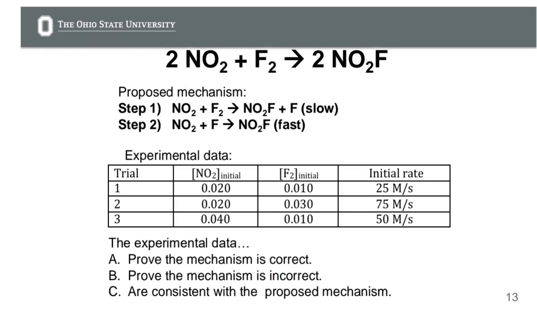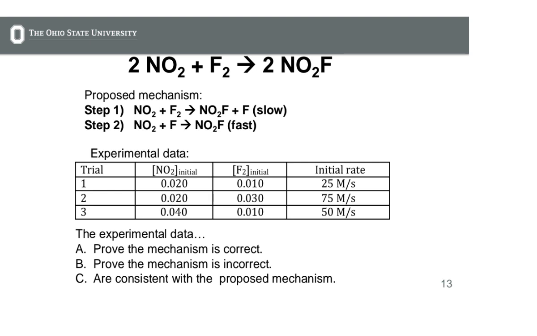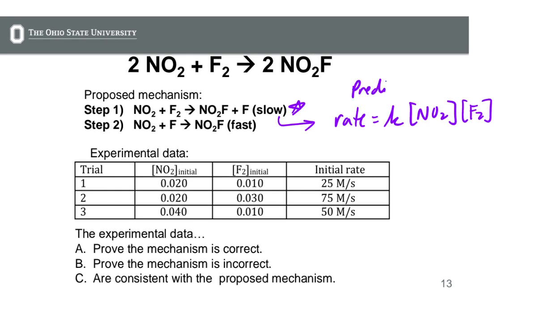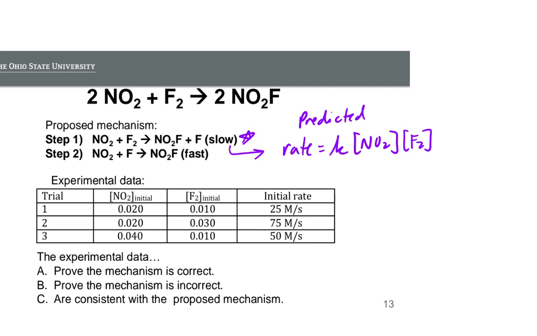And because our proposed mechanism has a slow first step, we can write the rate law based on this slow first step. So we'll have rate equals the rate constant K times NO2 times F2. Okay, so that's coming from the fact that we have a slow first step. This is an elementary reaction. From the elementary reaction, we can write the rate law. Okay, so this is predicted from the mechanism.